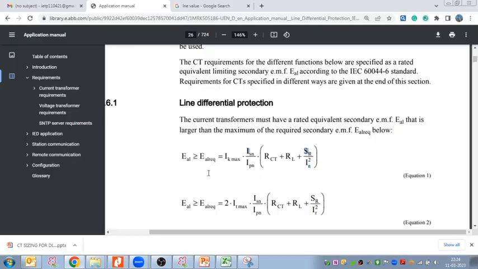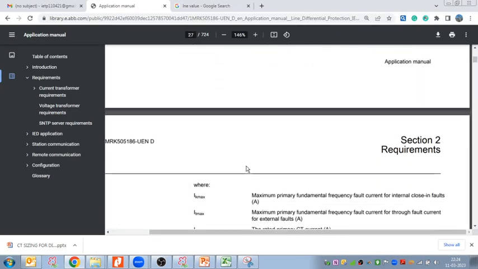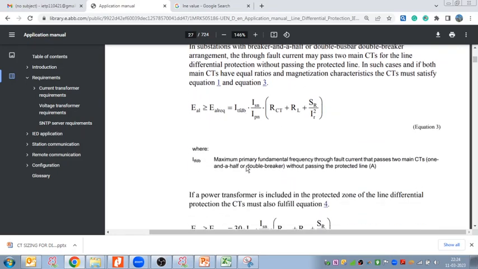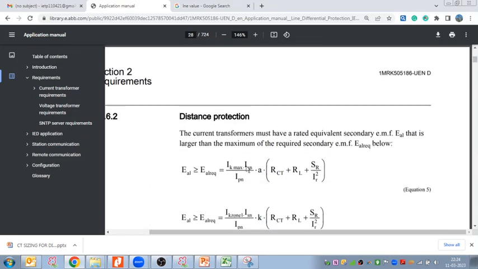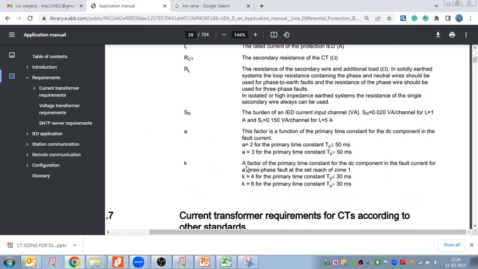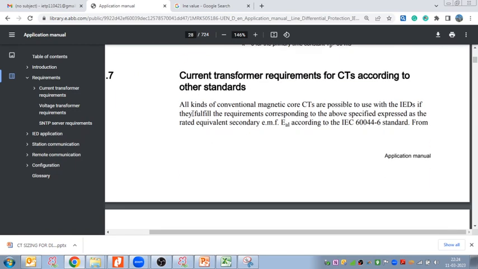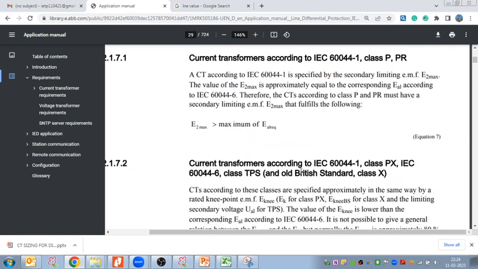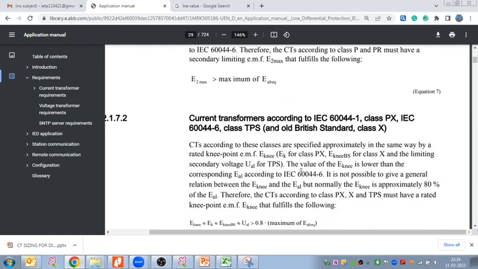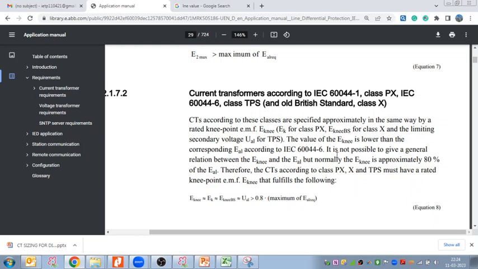So if you see this, there is one more point. This is telling, let me check, current transformer requirement for CT according to other standards. Other standards they are telling here. Current transformer according to IEC, class PX, IEC 60044 class TPS, and old British standard class X. So British standard tells us only class X.